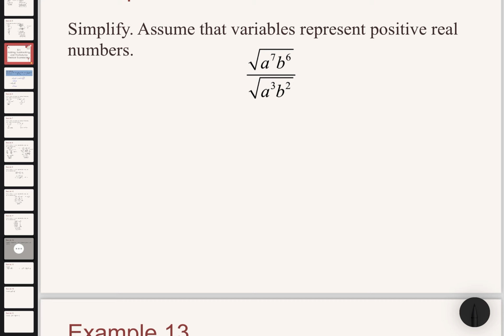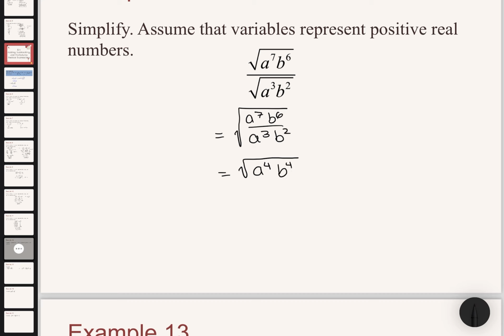So for this one, I want to use my quotient rule, and I want to rewrite this as a large square root of a to the 7th b to the 6th over a to the 3rd b squared. How would you all simplify that? A to the 7 over a to the 3rd, well, that would be a to the 4th, right? 7 minus 3 is 4. B to the 6 over b squared, that would be b to the 4th.